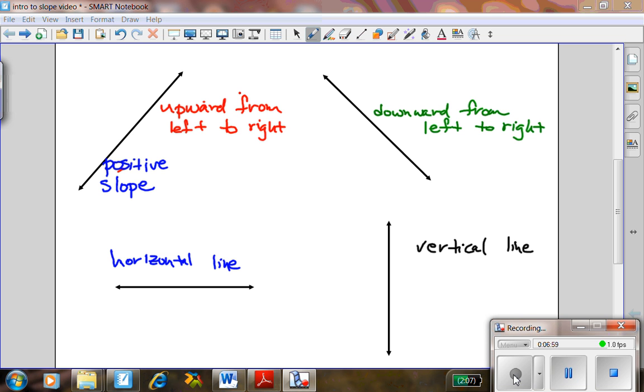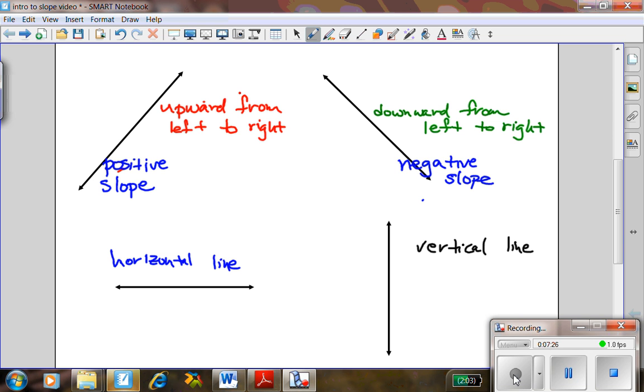If I have a line that slants down from left to right, like the second one here, that means I have a negative slope. So as I start at the top, it's going down from the upper left-hand side to the bottom right-hand side of your graph. That's going to be a negative slope, not slop, slope.